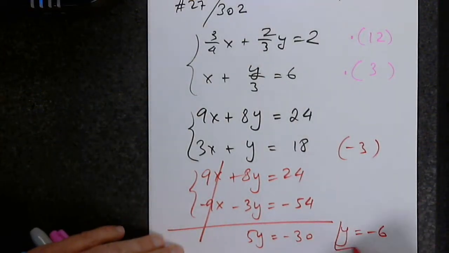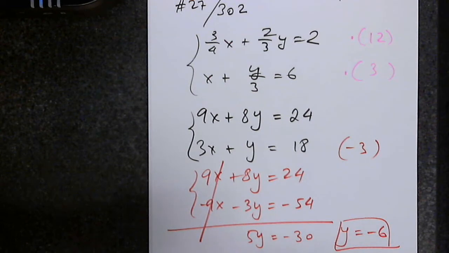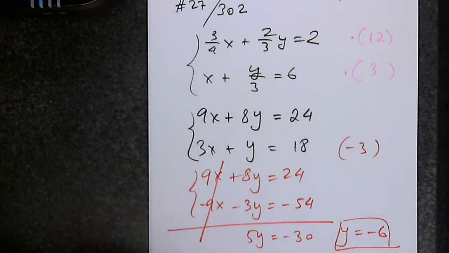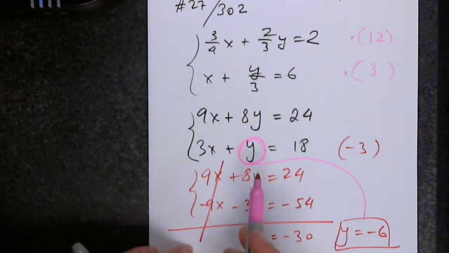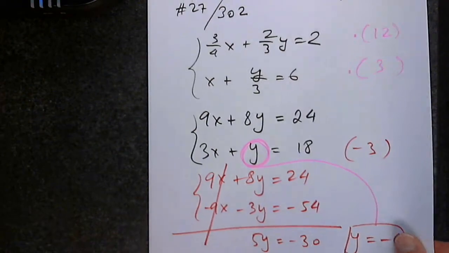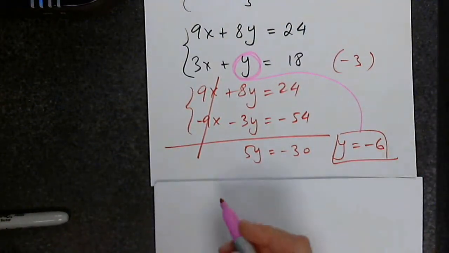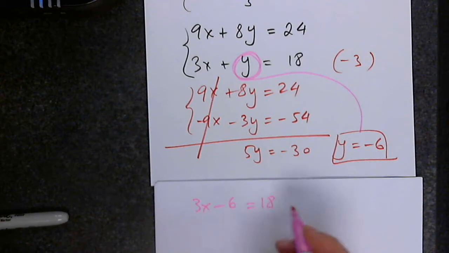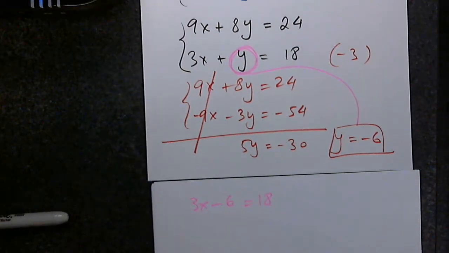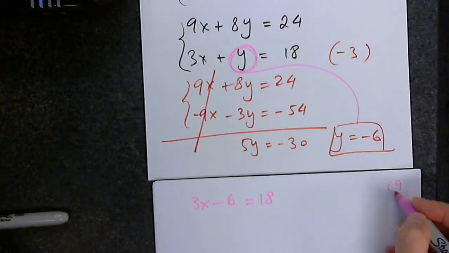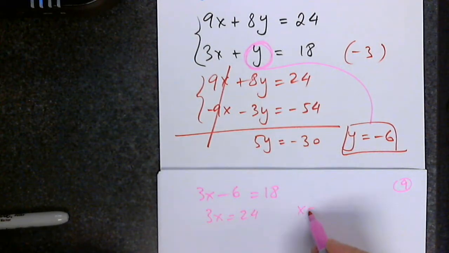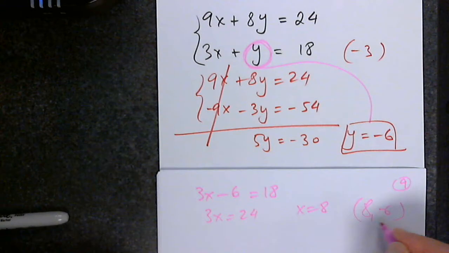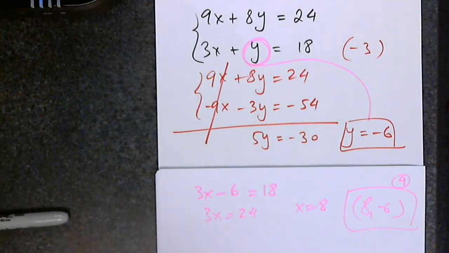Very good. Is this good? Yes, but it's not good enough. I have to go now somewhere and determine x. So I'm going to go here. I'm going to replace y by negative 6. So then I have 3x minus 6 equals 18. And I have 3x equals 24, so x equals 8. I claim that the solution is 8, negative 6.